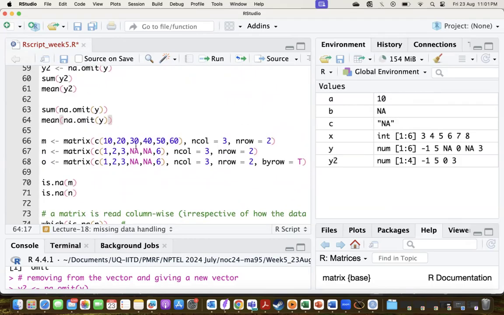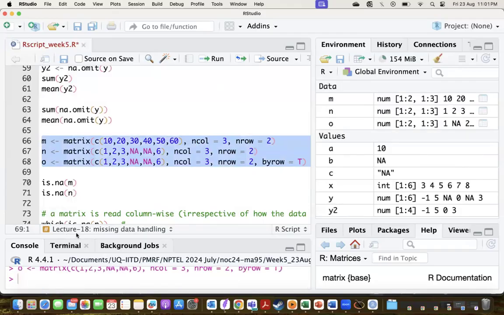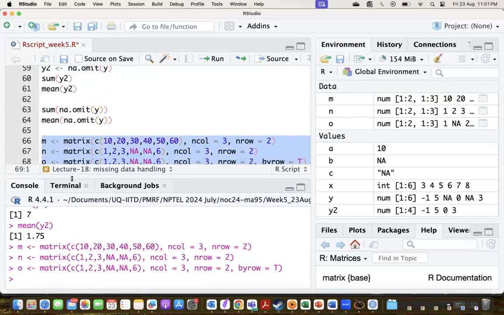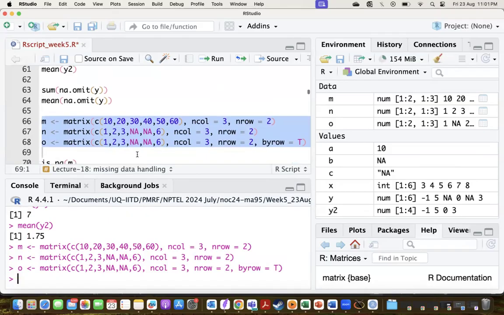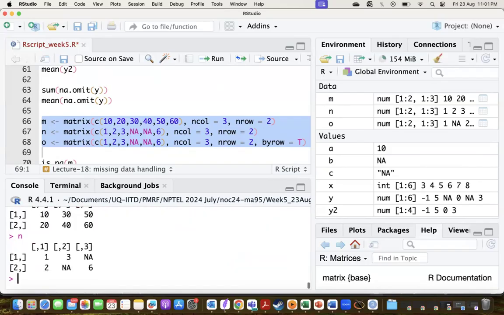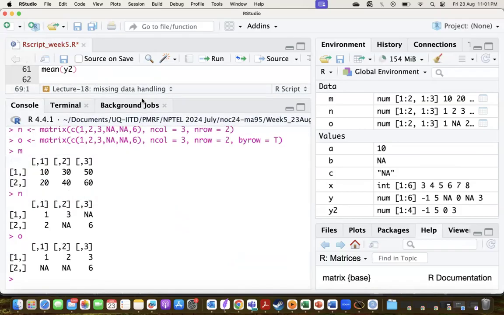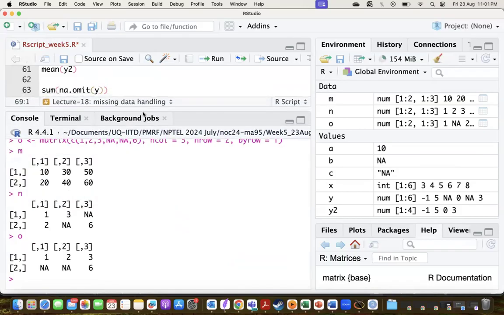So until now, we've talked about NAs and vectors. The same thing can happen in matrices also. So as an example, let's define these three matrices, M, N, O, and let's take a look at what each of these look like. Each of these are 2 by 3 matrices. Why do we call them 2 by 3? Because they have 2 rows and 3 columns.